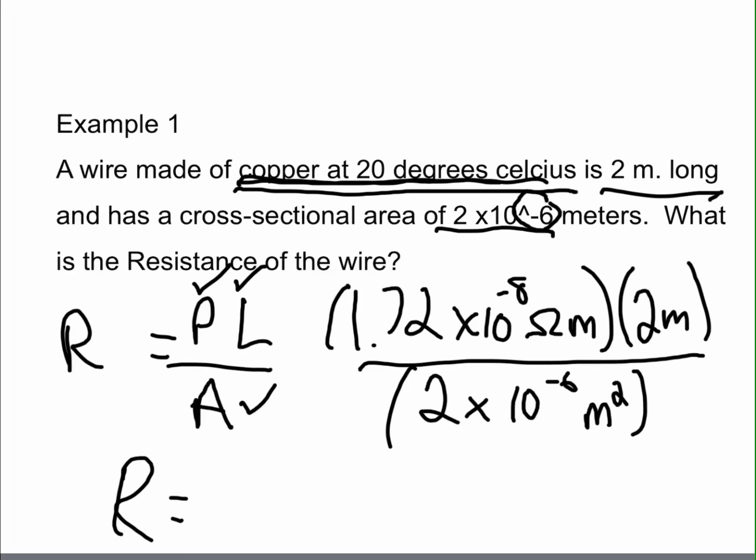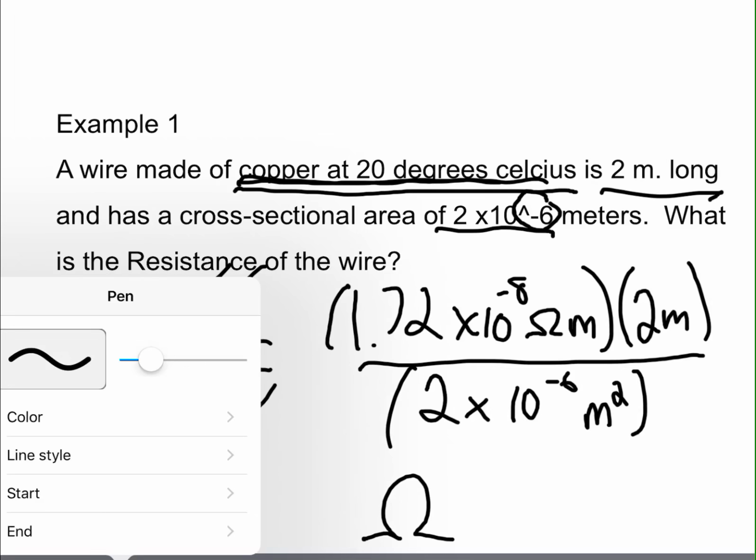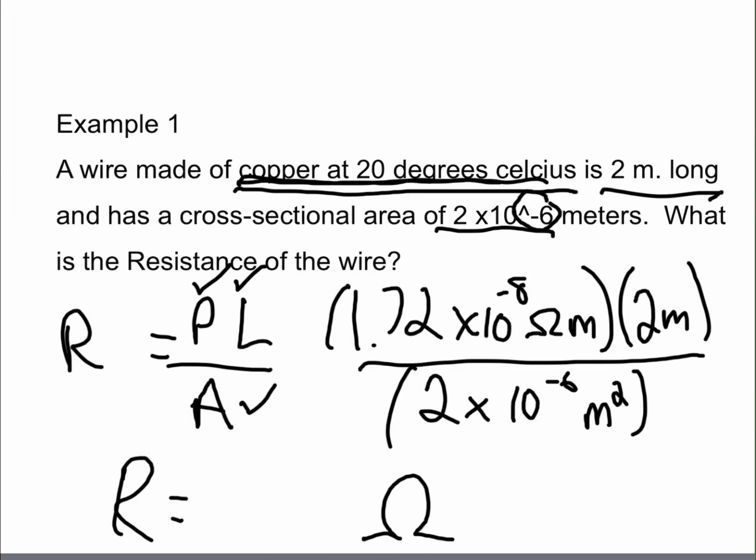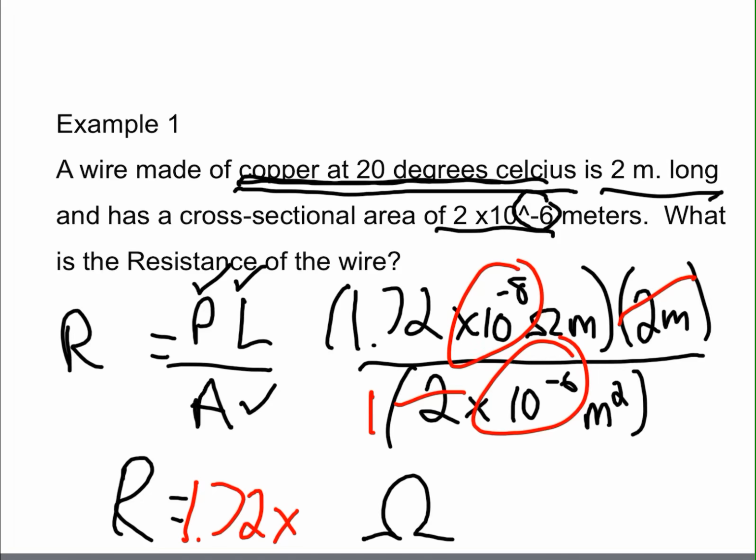I'm just writing this out because we know it's going to be R equals something ohms. So that 2 can go away with that 2 and give us 1. So now 1.72 divided by 1 is just 1.72 times 10 to the negative 8 divided by 10 to the negative 6. We subtract the exponents, which ends up giving us 10 to the negative 2.